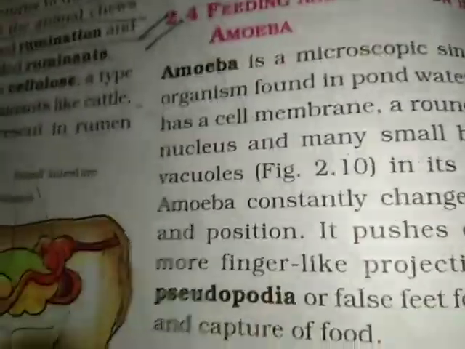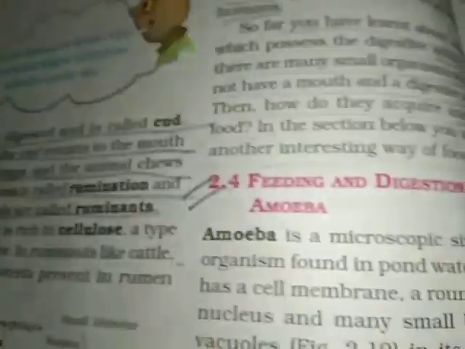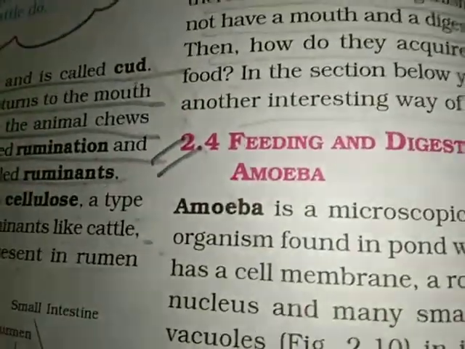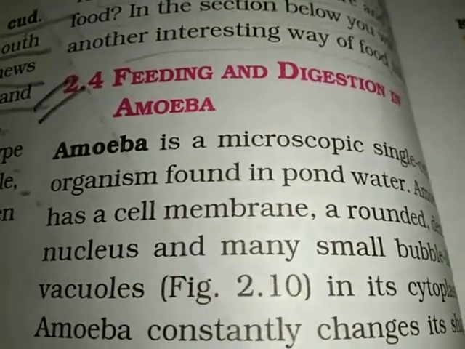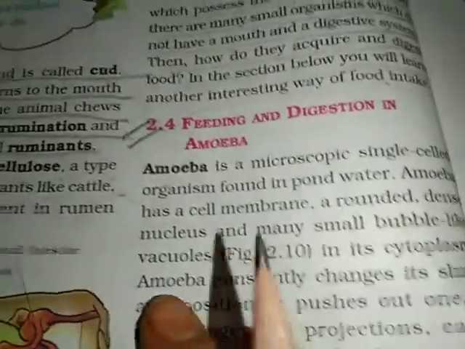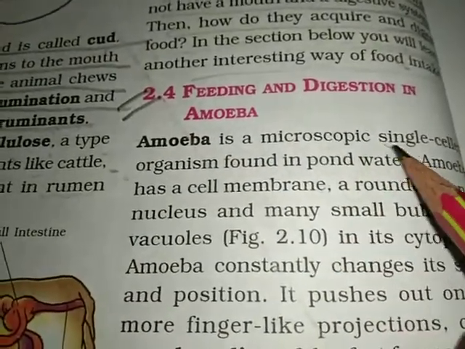Good morning, students. Last time we had stopped at feeding and digestion in amoeba, right? We had finished up to 2.4. Now let us read further. Amoeba is a microscopic single celled organism found in pond water, right? It is a microscopic single celled organism.